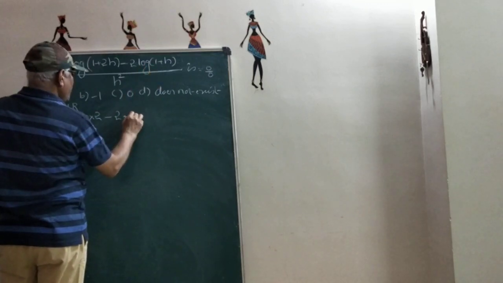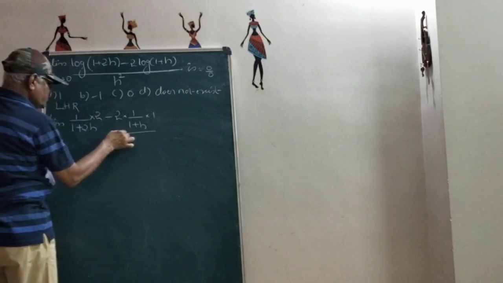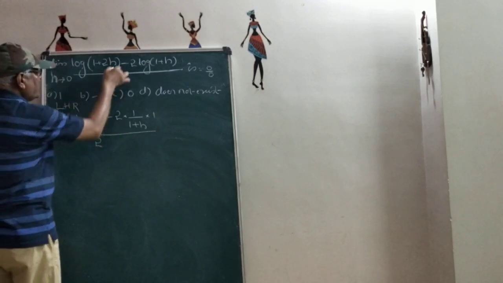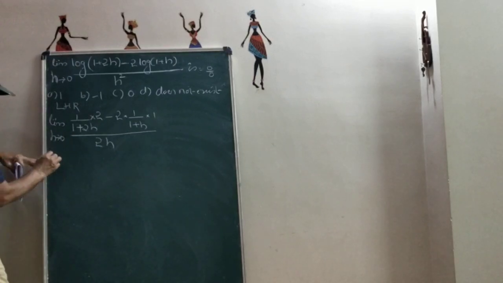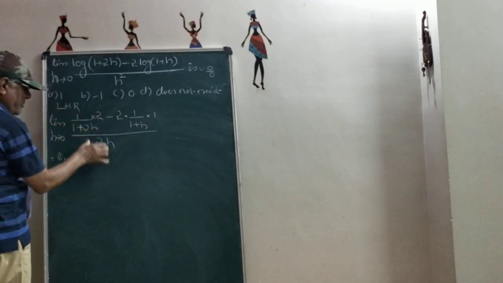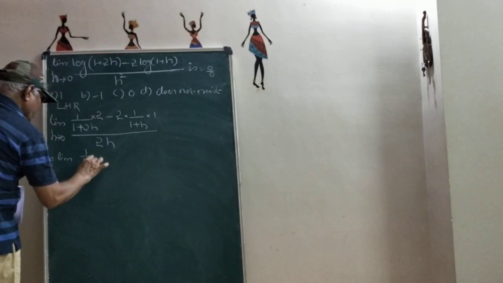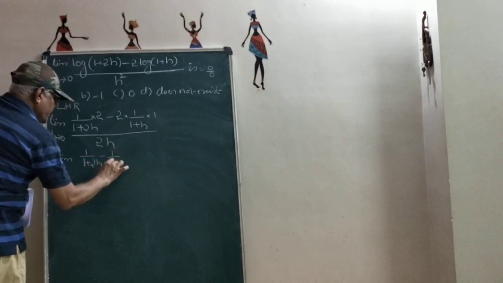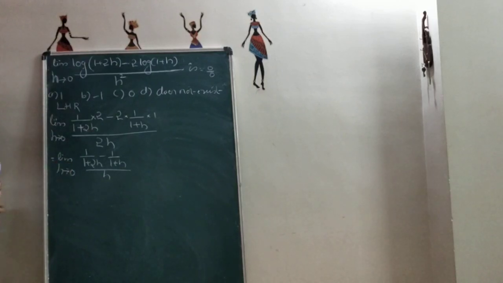What is the derivative of log of 1 plus h? 1 upon 1 plus h into derivative of 1 plus h, which is 1, and divided by derivative of h square, which is 2h, as h tends to 0. That is equal to limit of, now here 2 is common in both numerator and denominator, we shall cancel it. That is 1 divided by 1 plus 2h minus 1 divided by 1 plus h, divided by h, as h tends to 0. Now what we shall do now? Let me take LCM here. By taking LCM you can cancel h.